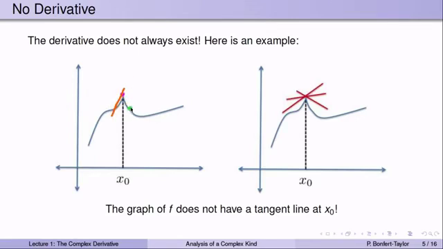However, if I approach this point from the right, my secant lines have a negative slope and approach a limit that's negative in slope. And I cannot find one tangent line to the graph of f at this point x0. There is no tangent line, and so there's no unique slope, which means this function does not have a derivative at x0. So in this example, f prime of x0 does not exist.